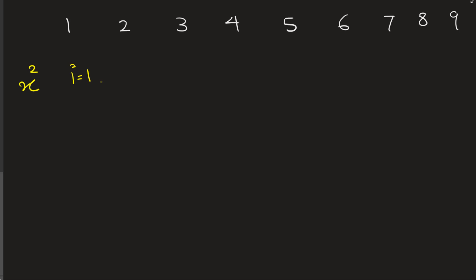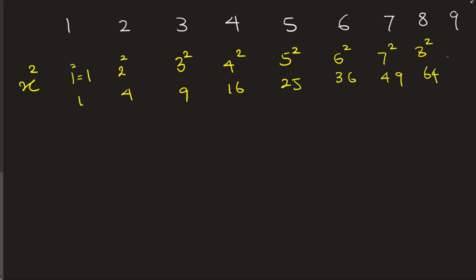So for x squared, 1 squared is 1, 2 squared is 4, 3 squared is 9, 4 squared is 16, 5 squared is 25, 6 squared is 36, 7 squared is 49, 8 squared is 64, 9 squared is 81, and 10 squared is 100, actually, right? So it's good to know this way.